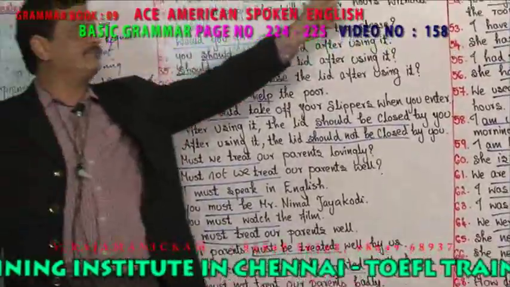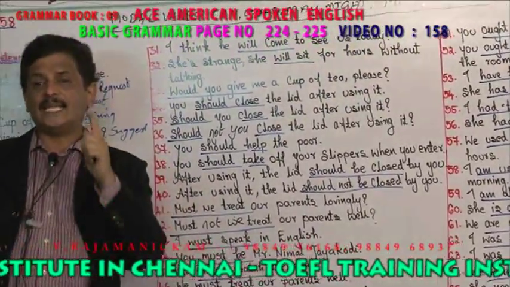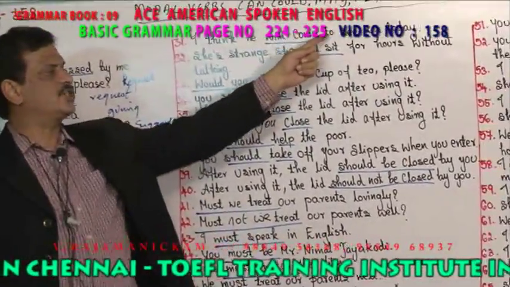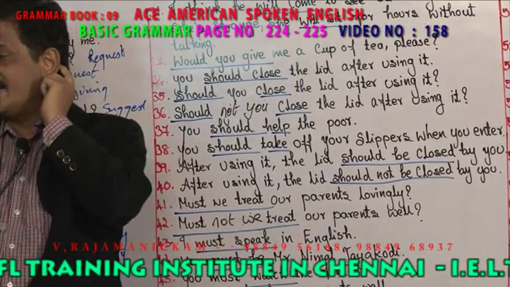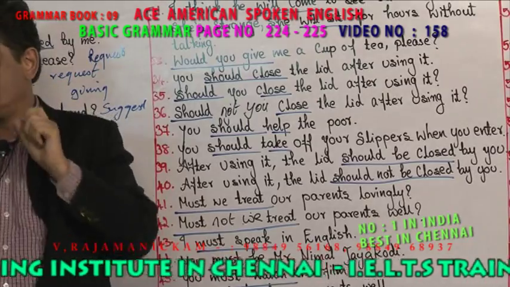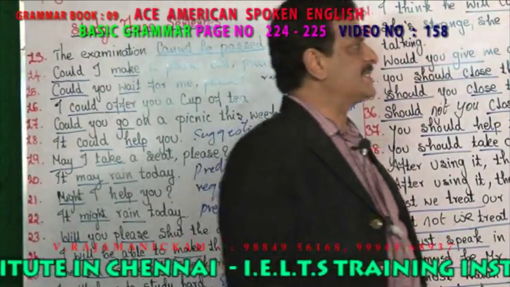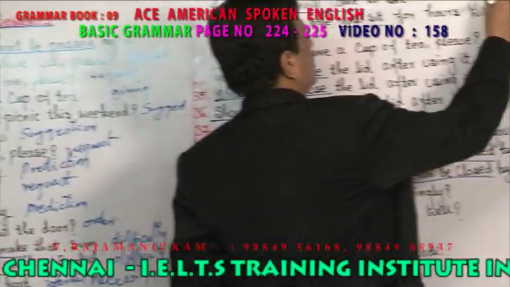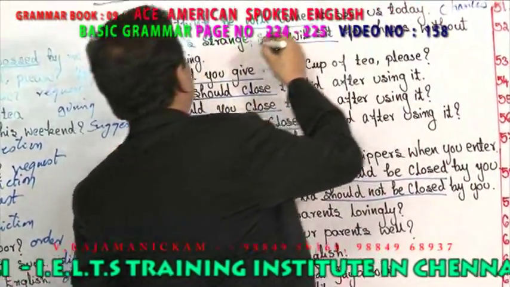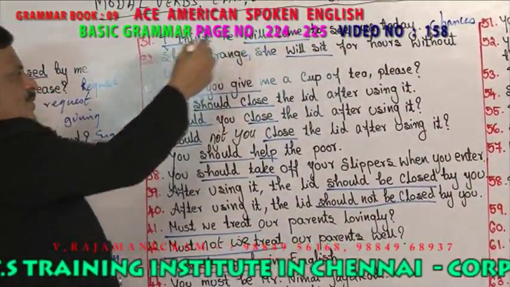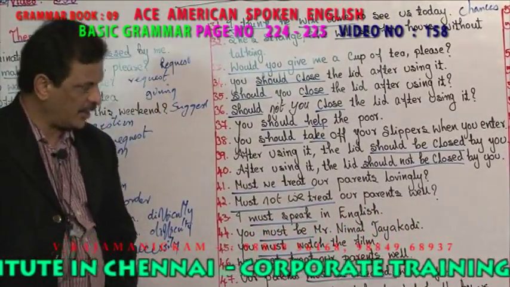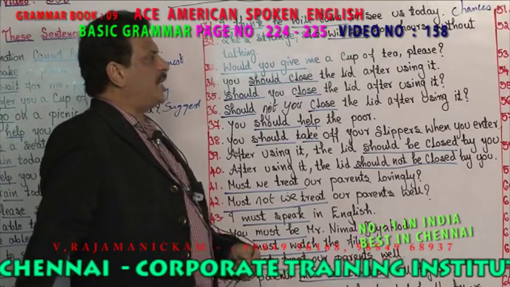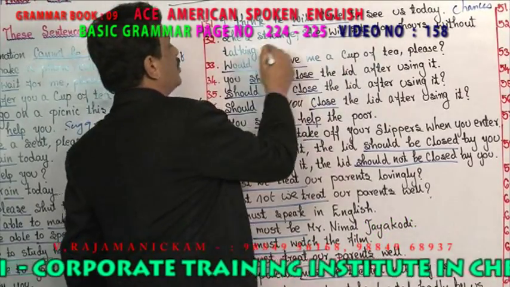I think he will come to see us today. When you use I think, it means what? Chances are less. May happen. So, it is all chances. Whenever you use I think and you use he will come to see us today, chances are there, not sure, not a confirmation. She is strange. She will sit for hours without talking.